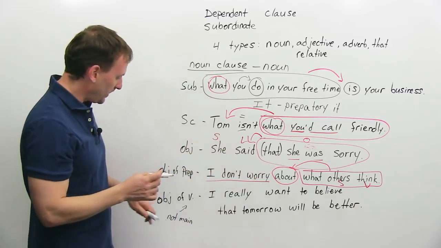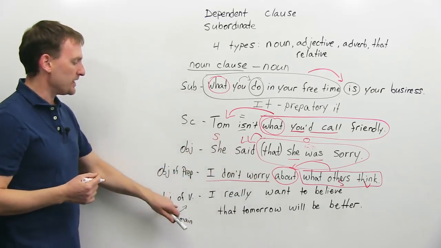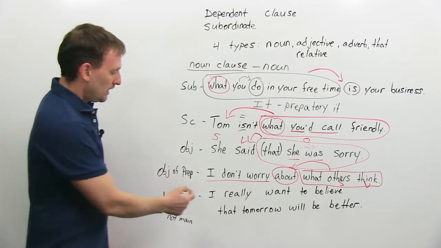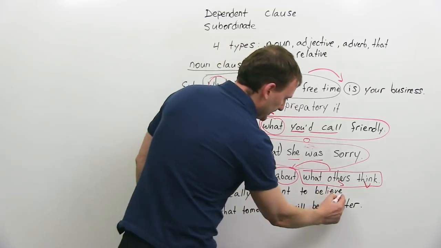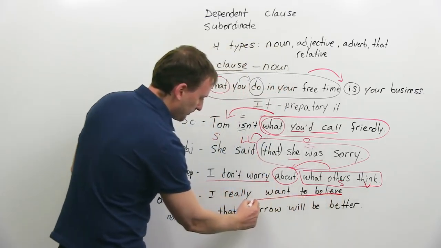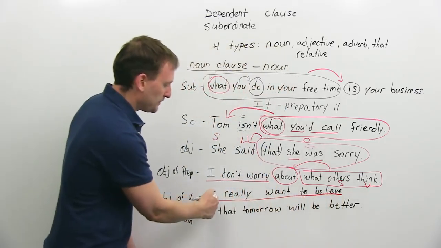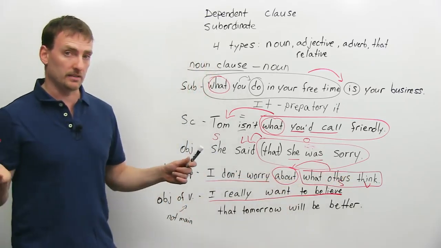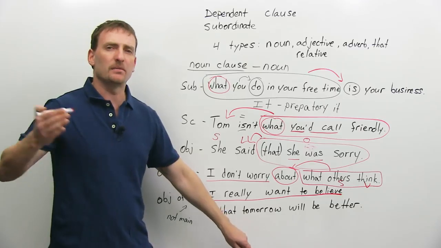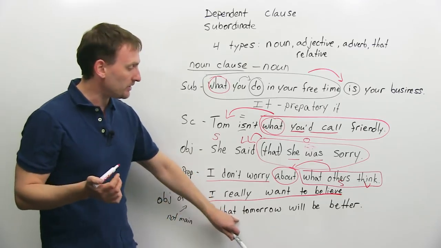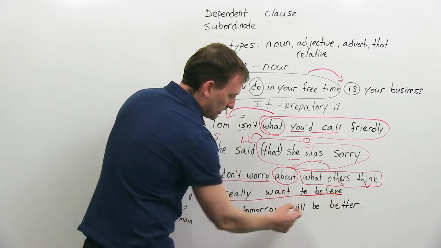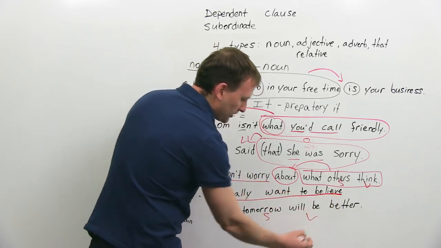Okay. Now, we can also have an object of a verb that is not the main verb. "I really want to believe." This is a complete sentence. I have your subject, verb, object. I don't need anything else, but I want to add some more information. I want to add a complement: "so that tomorrow will be better." I have my subject, I have my verb.